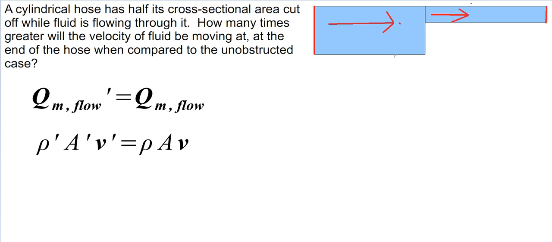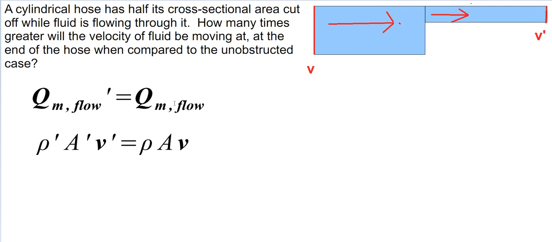like so. Right, and so your goal is to figure out how much greater will the velocity at one end be when compared to the unobstructed end. So in other words, what we're going to compare here is the speed here, which I'm going to call v, to the speed or velocity at the other end, which we'll call v prime.